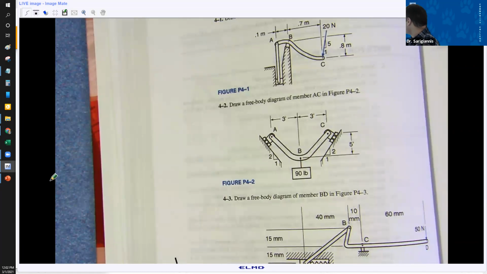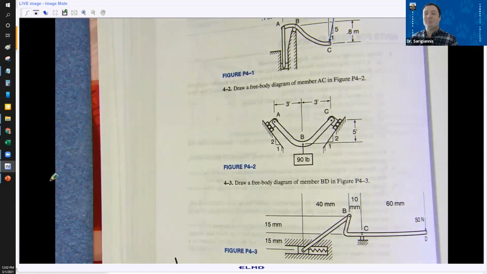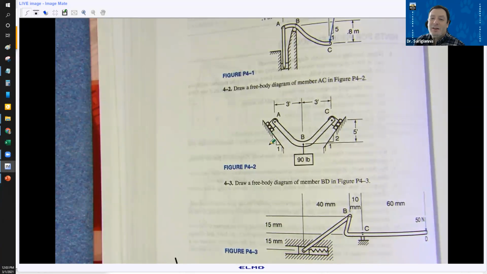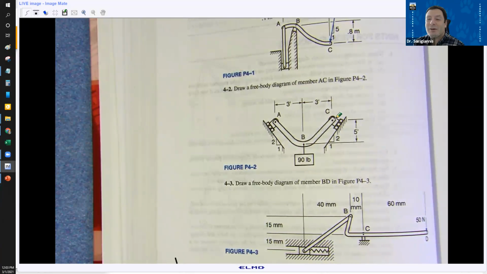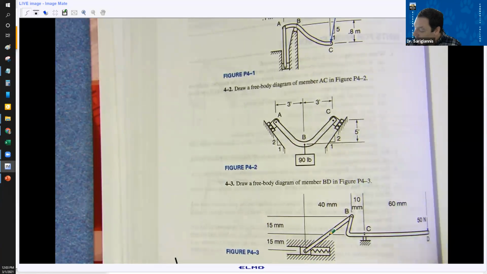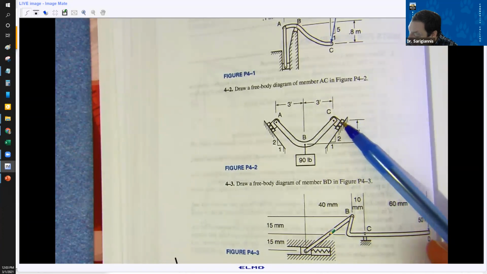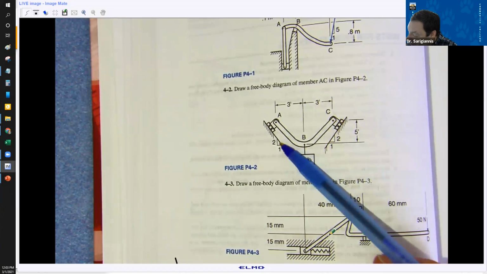Problem 4-2. There were 2 places people messed this up. So AC. Now, in theory, you could have taken and put X and Y, but that makes the problem really, really difficult. The intention of showing the rollers here and the slope, and no one actually did X, Y at the pin, but you notice there's rollers against a surface, right?